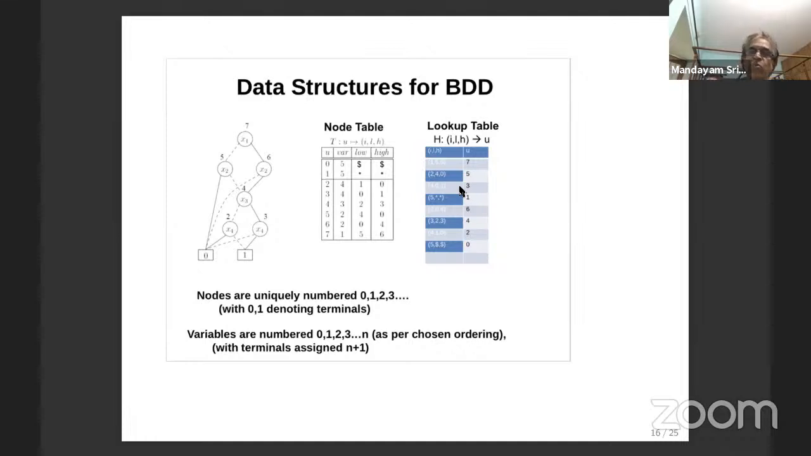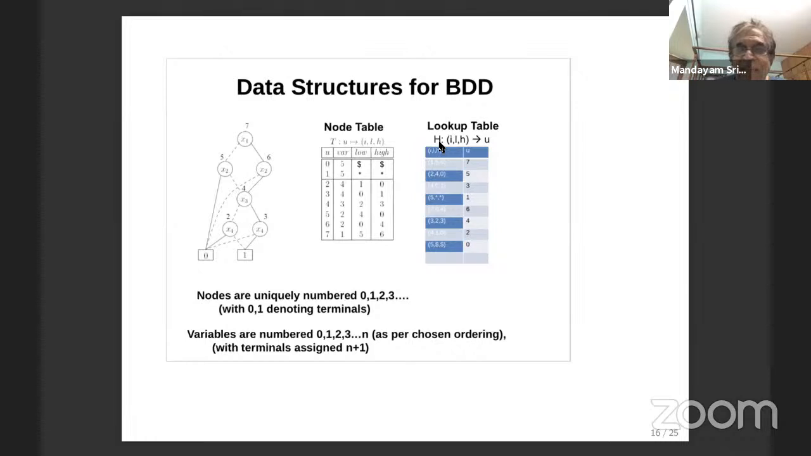In order to check whether a BDD you want to create is already there, and to make that operation efficient, you also maintain the inverse of this table, which is a lookup table. It can be implemented efficiently using hash functions, and that's how most BDD packages implement it. Okay?